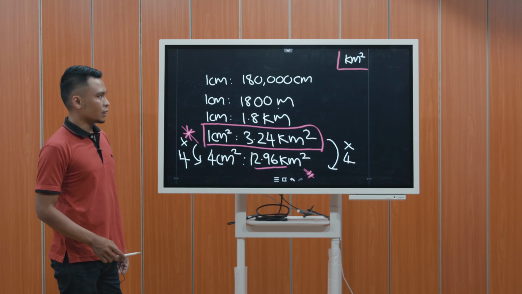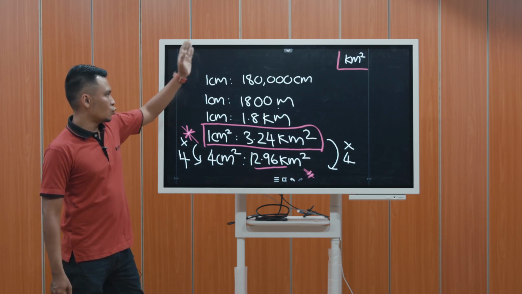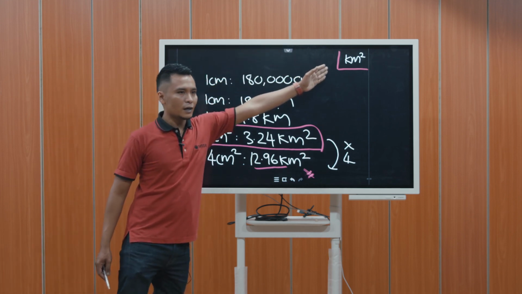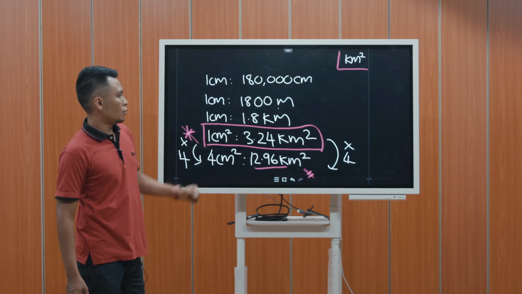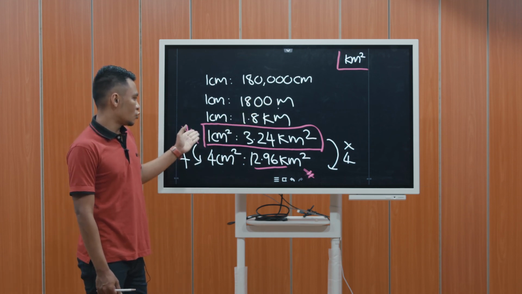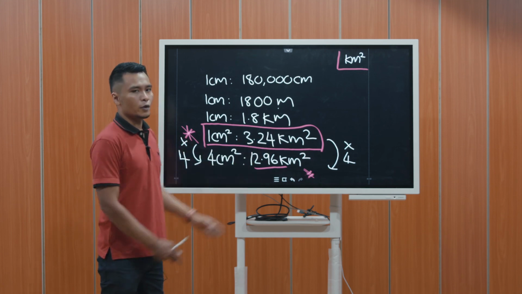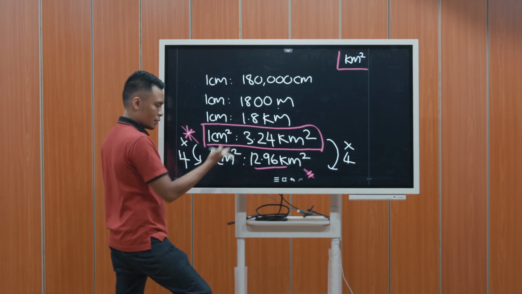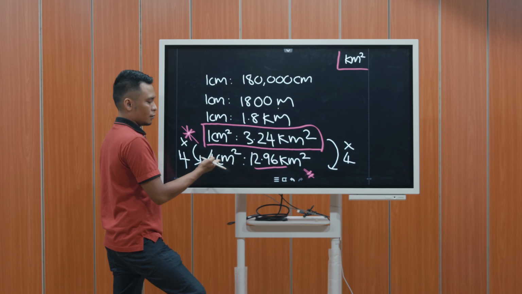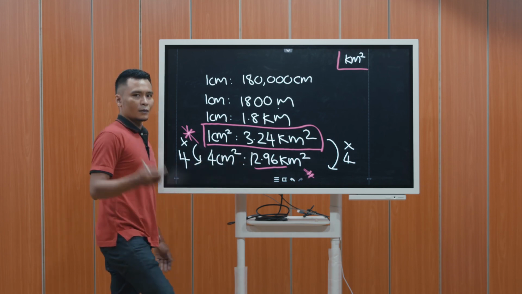Easy. I'll recap again. Change it to the unit that you want for the final answer for this question. After that, you square both sides. Always square both sides. Finally, get the distance or area that you want from the question.